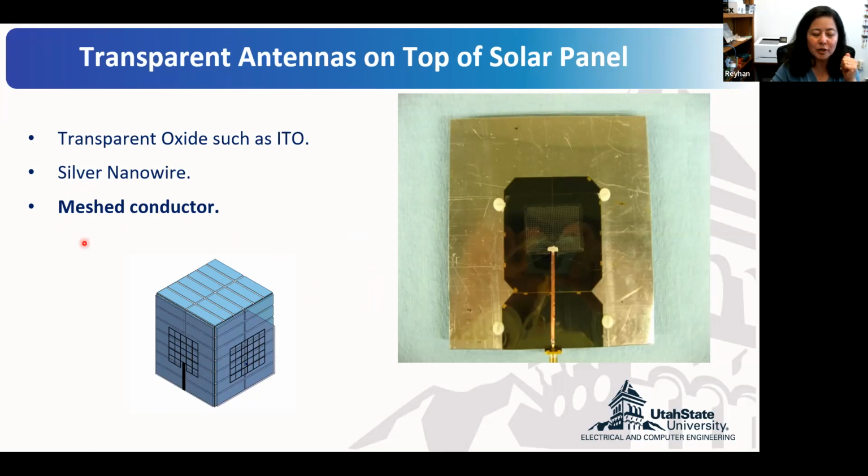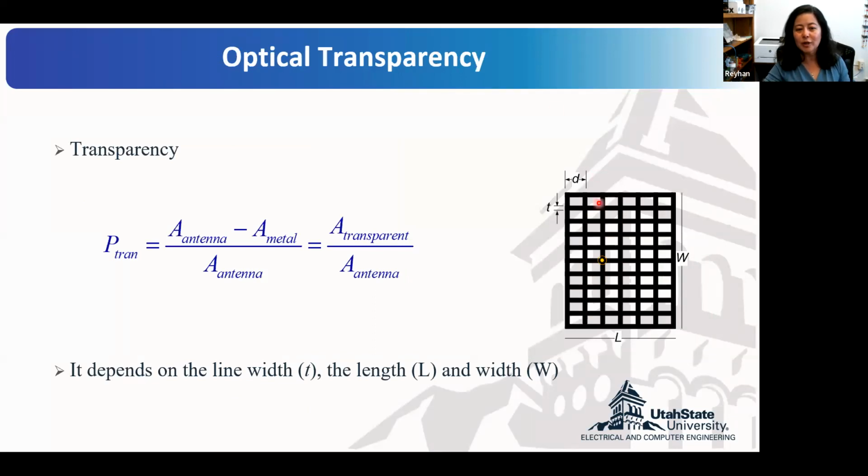So therefore, we turned our attention to meshed conductors, like the screen in front of a microwave oven, which lets the light go through, but the microwave does not come out to burn us. With that idea, we started our first initial studies and prototyping. Here we have a rectangular meshed antenna. The transparency is defined as the see-through area over the surface area of this patch antenna.